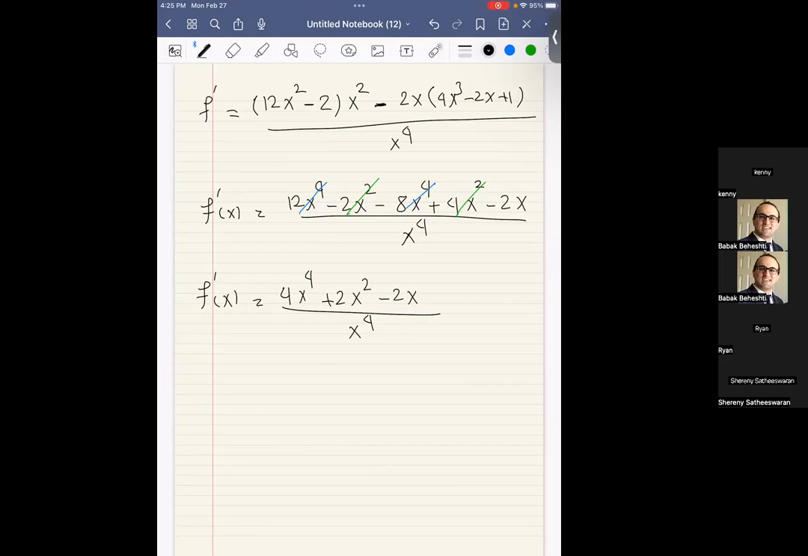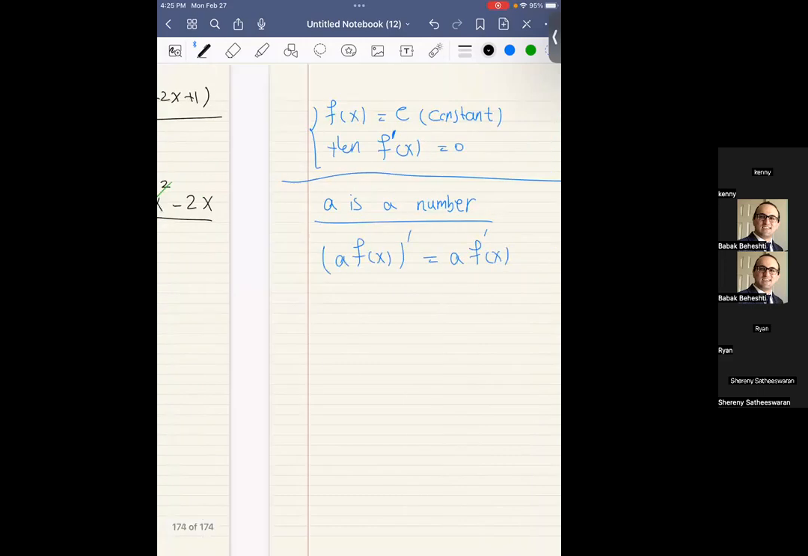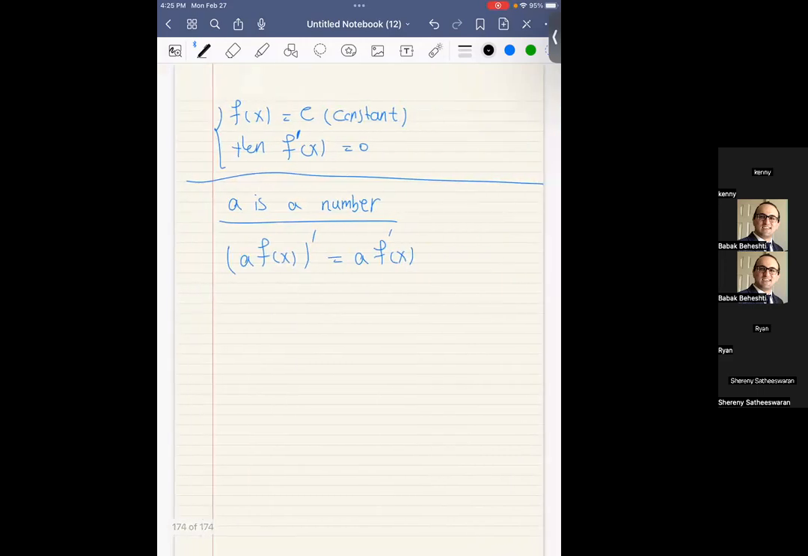Okay, is that clear? Very good. So remember that the derivative of a constant function is 0. And if you multiply a function by a constant number, the derivative of the whole thing is equal to just that constant number times the derivative of f.